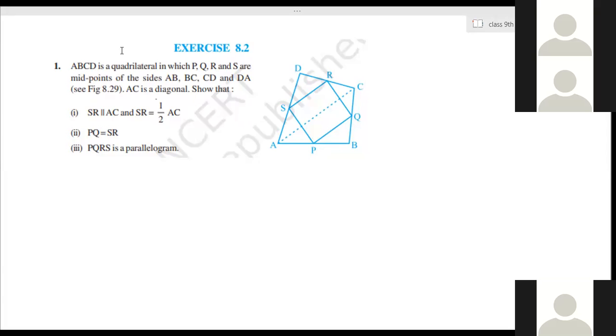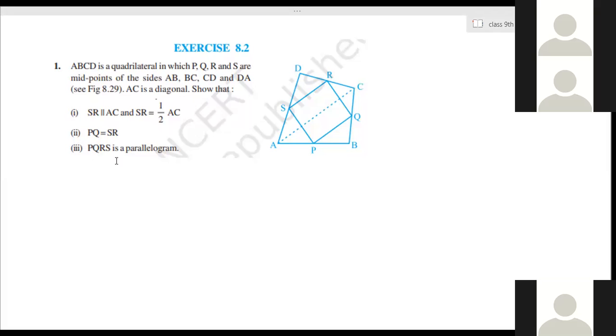Exercise 8.2. ABCD is a quadrilateral, any quadrilateral, no particular name. P, Q, R, S are the midpoints of AB, BC, CD and DA. P is the midpoint of AB, Q is the midpoint of BC, R is the midpoint of CD, and S is the midpoint of AD. AC is a diagonal. Show that SR is parallel to AC and SR is half of AC.